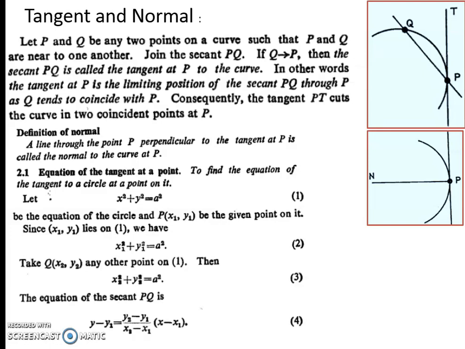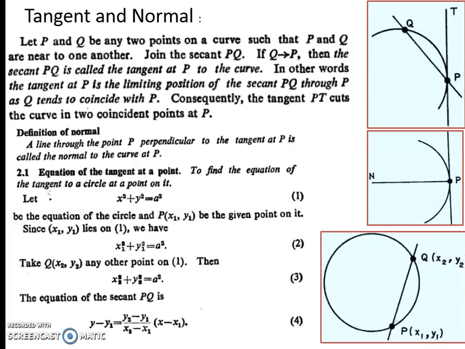Let Q, another point (x2, y2), be another point on it, then x2 square plus y2 square is equal to a square. It's important to first of all write the equation of secant, then we make Q approach P, and it becomes the equation of tangent. So the equation of secant PQ in the 2-point form is y minus y1 is equal to (y2 minus y1) over (x2 minus x1) into (x minus x1). So just see this figure, the equation of QP.